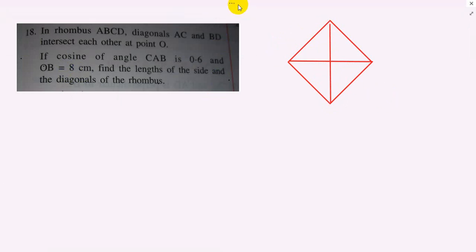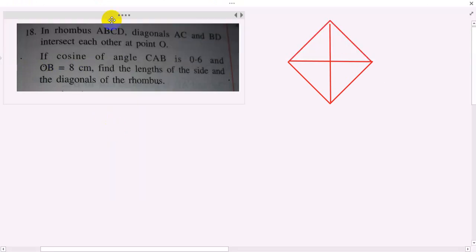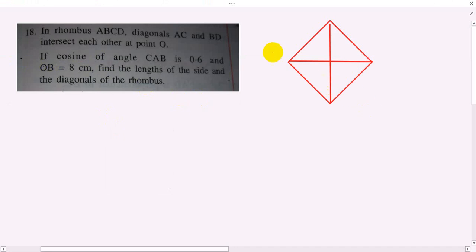Now we pick up the pen, my favorite pen. Okay, now the rhombus is ABCD, so this is A, B, C and D, and the diagonals AC and BD intersect each other at point O. Done.